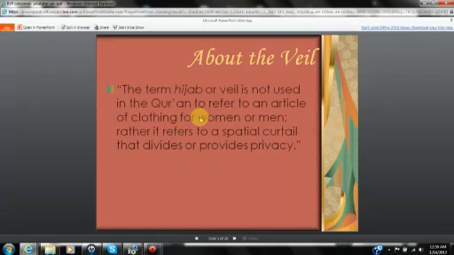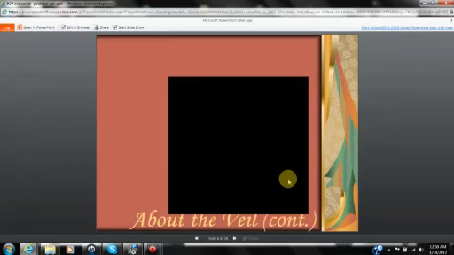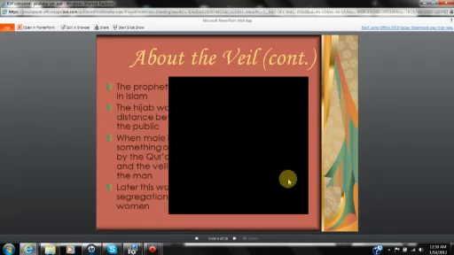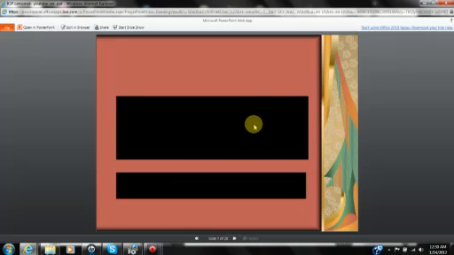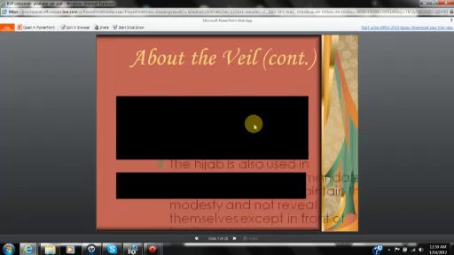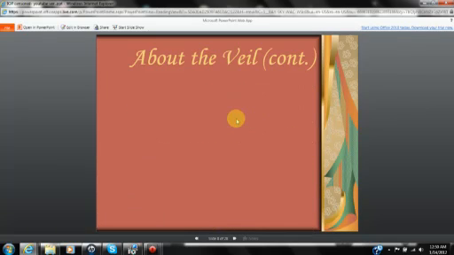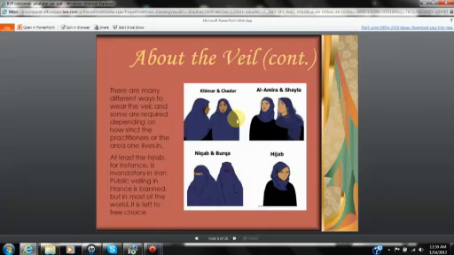Now, some background information about the veil, the research that you have to do. I got this off of Wikipedia, so I don't mind showing you guys. And just to give you an idea of what the text looks like here. And I included important points that will relate to my presentation as I work on it. More pictures, information.